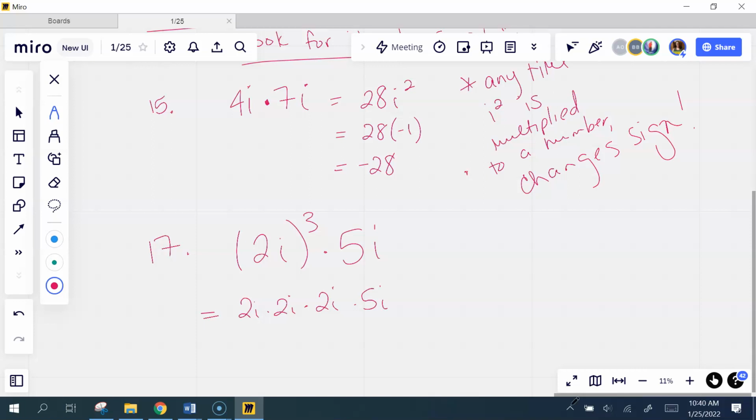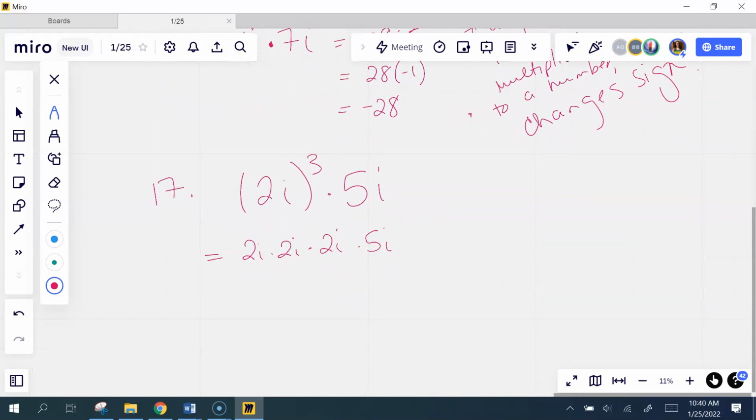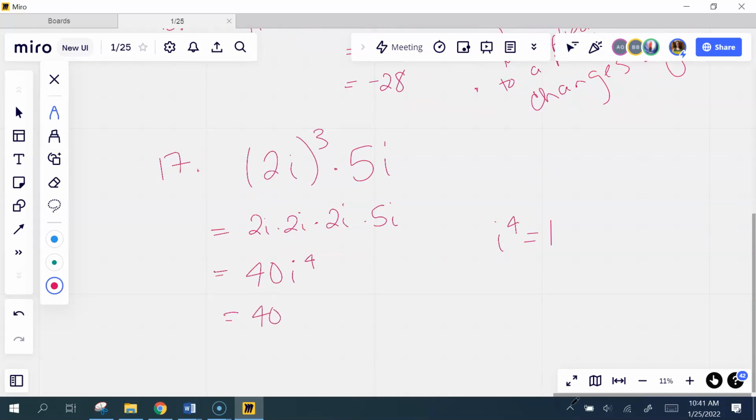What would that give you? These 3 are 8. I've also got this 5 here. What's 8 times 5? 40 i to the fourth. That's exactly right. And now I stop and I go, but wait, I need to look for my iterations of i. i to the fourth is just 1. Do you agree? i to the fourth is 1. So this is really 40 times 1, which is 40.